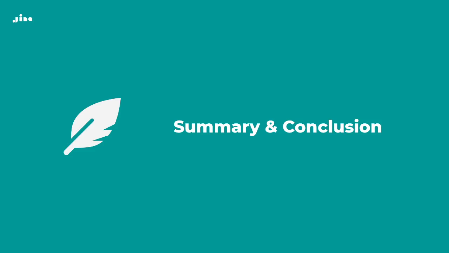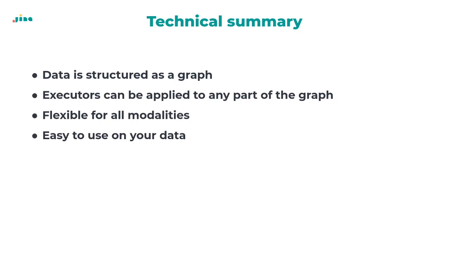Now let's get to the final summary and have some conclusions. From the technical side, our data is structured as a graph. So whatever you know about graphs, you can more or less apply to the data. Our executors can be applied to any part of this graph. So whenever you have some data floating around, you can say, okay, please only do something on this piece of my current data structure. We can use it for all modalities. And when you bring your data, it's kind of easy to use on your data. We have a lot of examples in our example repository, so go ahead and play with it.